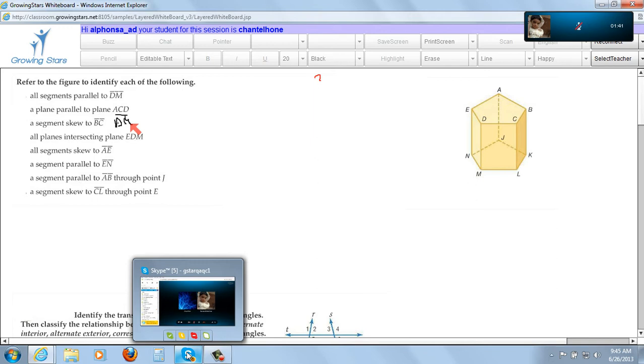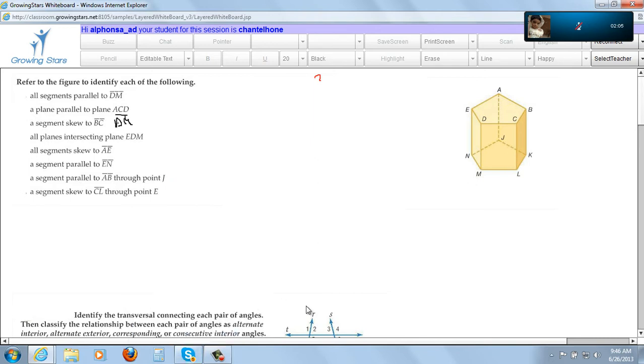Now, similarly, a segment parallel to segment AB through point J. JK. Okay, correct. Now, similarly, identifying the transversals and alternate exterior and corresponding angles.